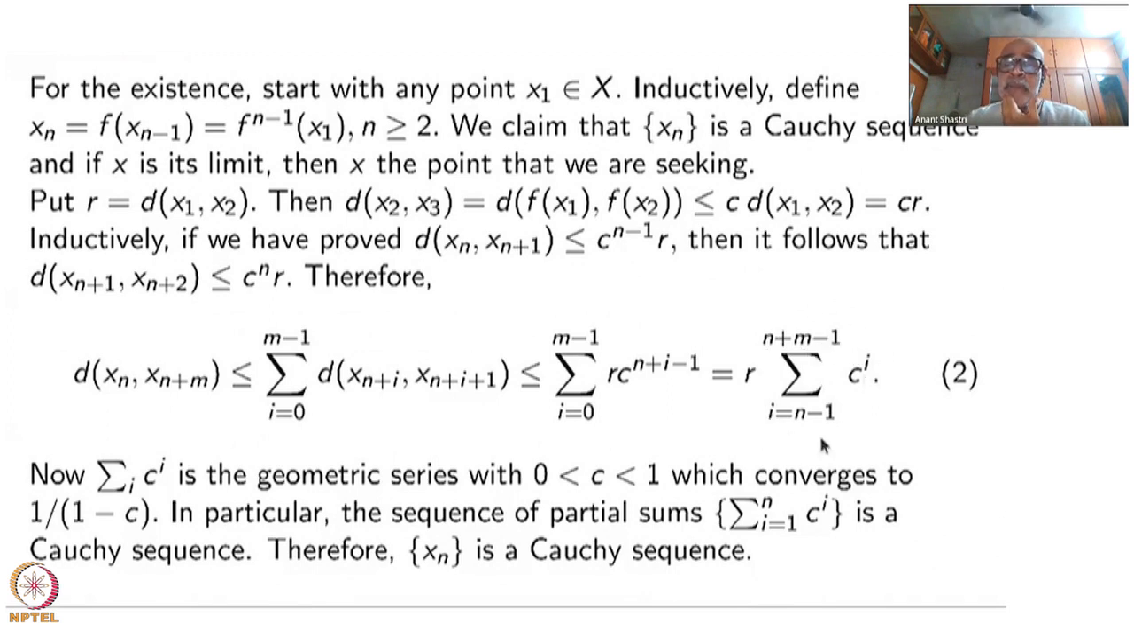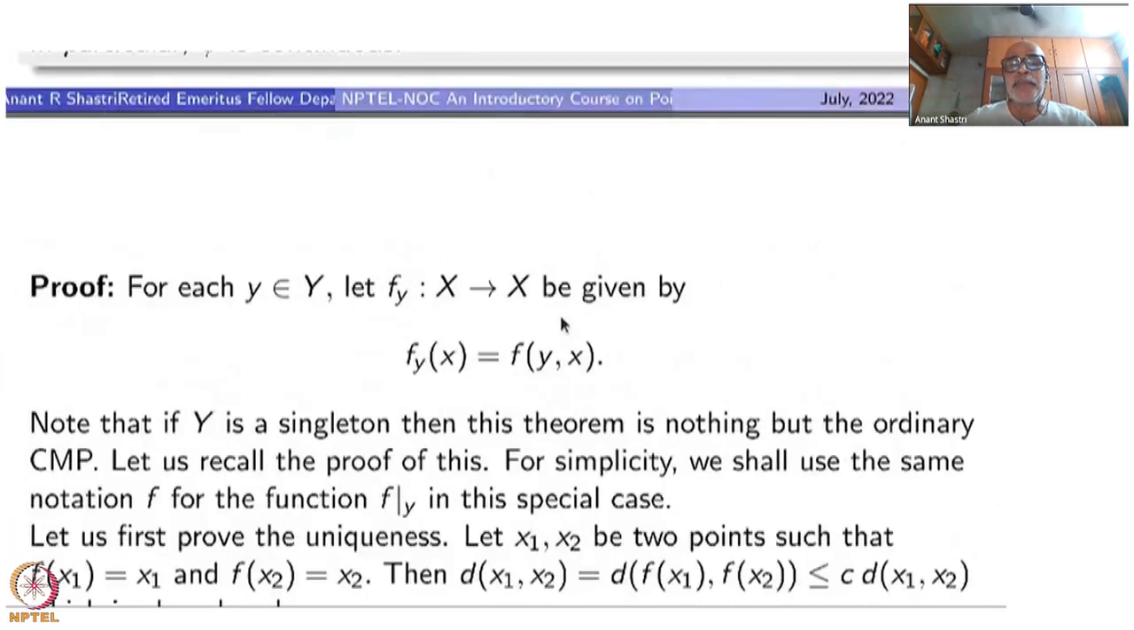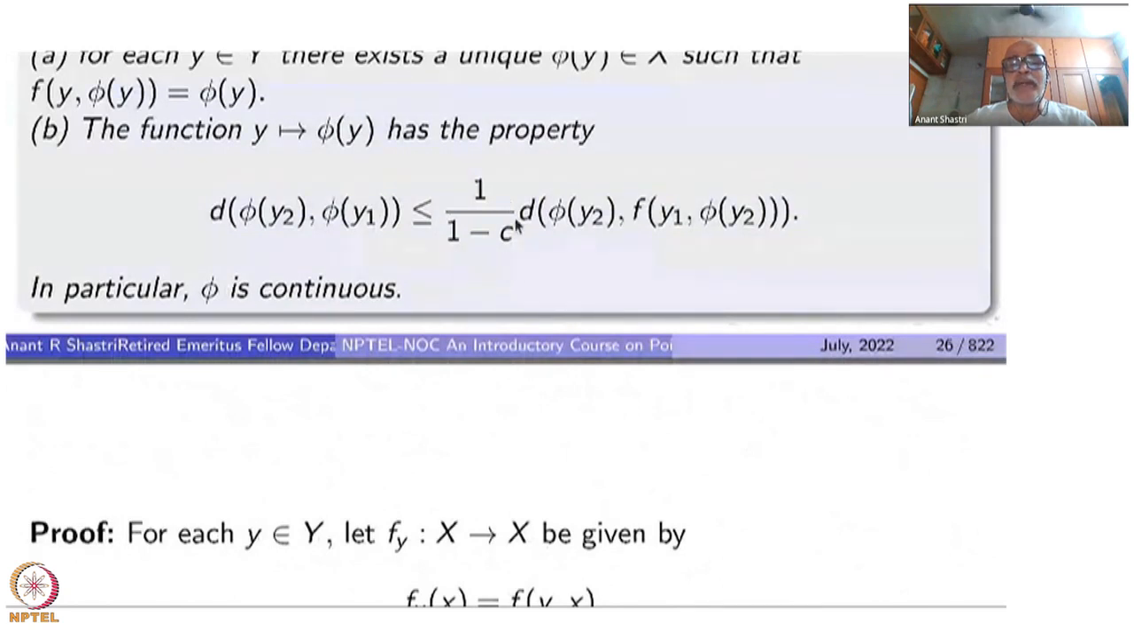What are these? These are nothing but partial sums of the series 1 plus c plus c squared plus c cubed, and so on, which is a geometric series, where c is between 0 and 1. Therefore, this itself is a geometric series, and the partial sums are Cauchy sequences. So now the summation of c^i is a geometric series which converges to 1 divided by 1 minus c. That explains why we have got this 1 divided by 1 minus c here in this inequality.